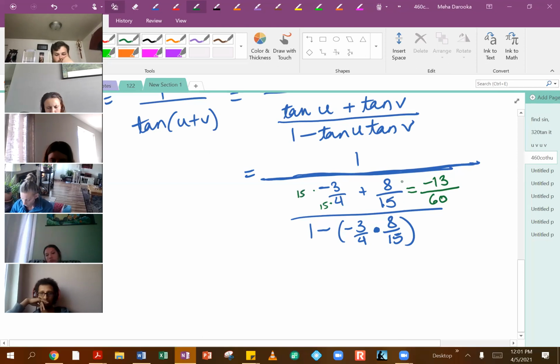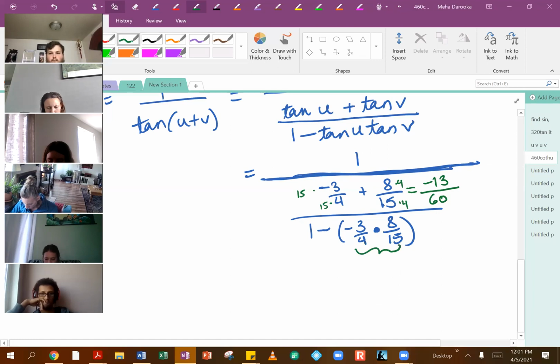And you don't have to do this by hand. If you guys just want to put this in your calculator, I'm okay with that. But if you do it by hand, then you would multiply the left side fraction by 15, the right by 4, and then you would subtract your numerators, which is where the negative 13 over 60 would come into play. Okay, so again, we're taking it step by step.